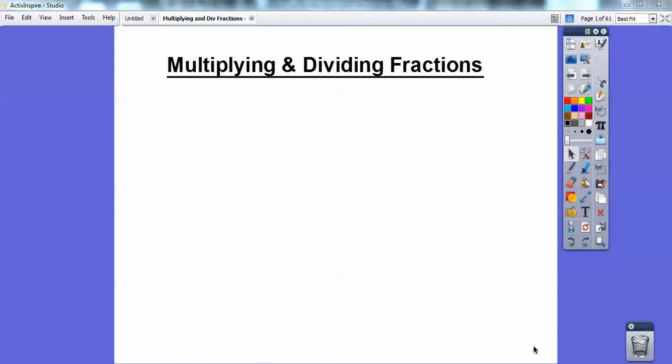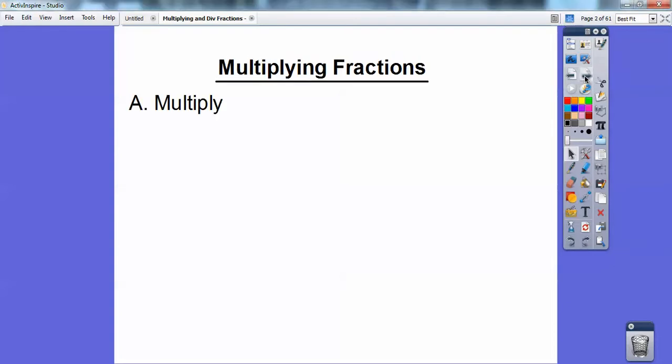Folks, Mr. Doubtfire here, and this simple lesson is on multiplying and dividing fractions. I think it's the easiest unit on doing fractions. In fact, this is the first unit I teach to my students when I start talking about fractions here. So let's go ahead and start some problems with multiplying here.